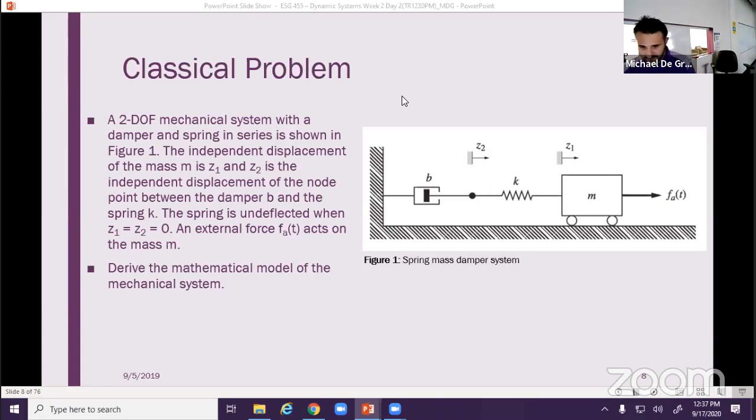The spring is undeflected when Z1 is equal to Z2 is equal to 0, and you have an external force F sub A of T that acts on the mass. You are going to derive the mathematical models. I will jump around into your groups, all right? You have 20 minutes.